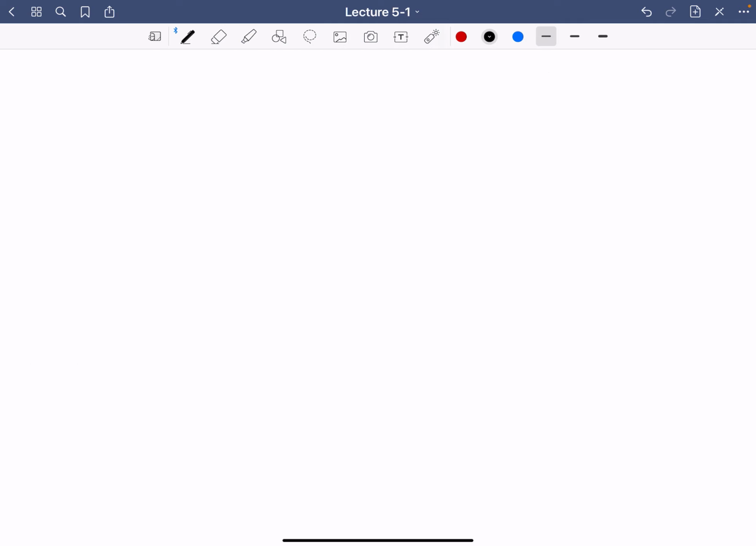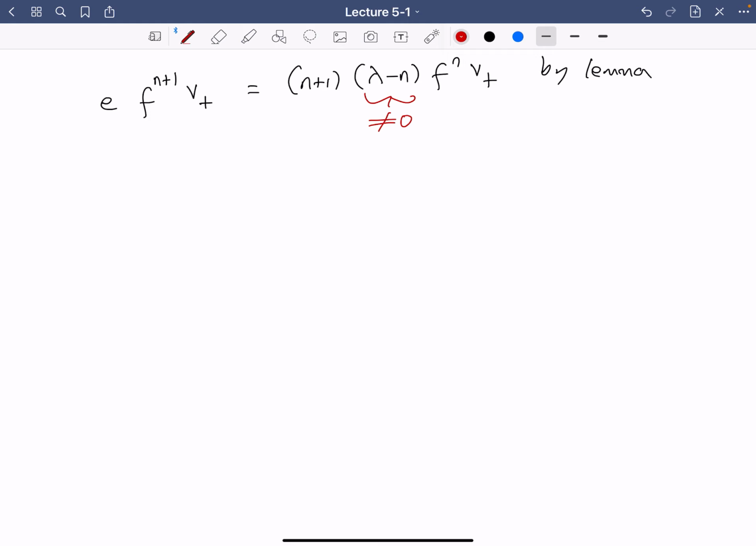What you need to do this is understand how e acts on f to the n plus 1 v plus, right? So if you're n plus 1 steps down from the top, how does e act? The lemma that we just proved says that this is (n plus 1)(lambda minus n) f to the n v plus. That's just that lemma, because in this case h acts on v plus as lambda. And you see this thing here is never 0 for any natural number n, because lambda is not a natural number.